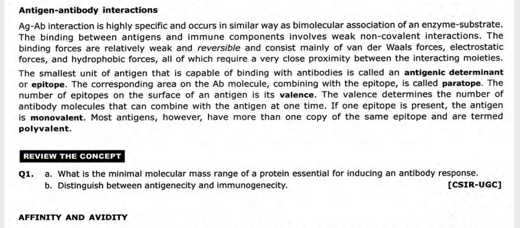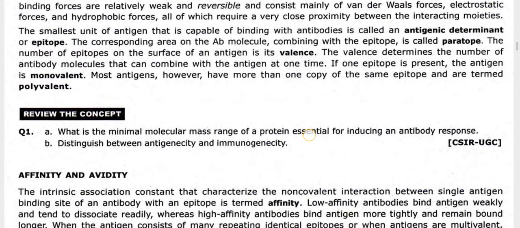The smallest unit of antigen that is capable of binding with antibodies is called an antigenic determinant or epitope. The corresponding area on the AB group combining with the epitope is called the paratope. The number of epitopes on the surface of an antigen is its valence. The valence determines the number of antibody molecules that can combine with the antigen at one time. If one epitope is present, the antigen is monovalent. Most antigens, however, have more than one copy of the same epitope and are termed polyvalent.